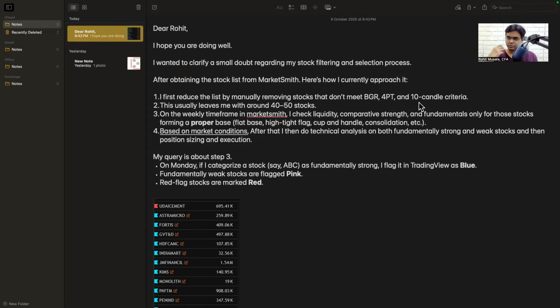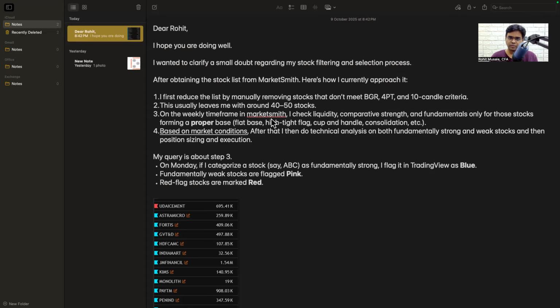So basically, he's talking about the moving average alignment, the 50, 150, and the 200, the 4 points in the base, and the 10 candles that we need in the base. So first, he will look at that from the MarketSmith list. Then this usually leaves me with around 40 to 50 stocks.